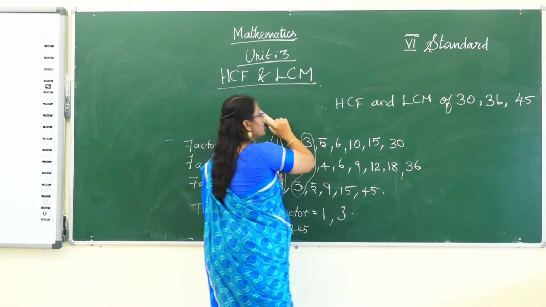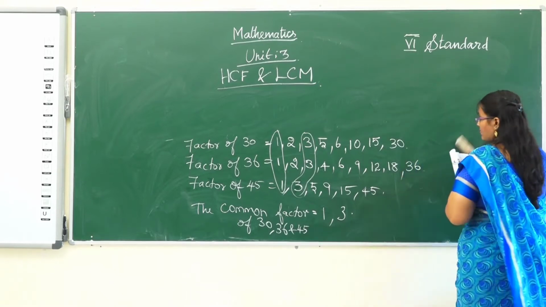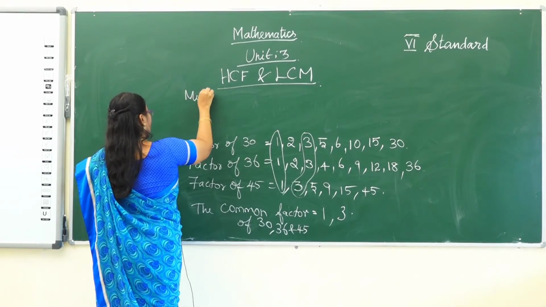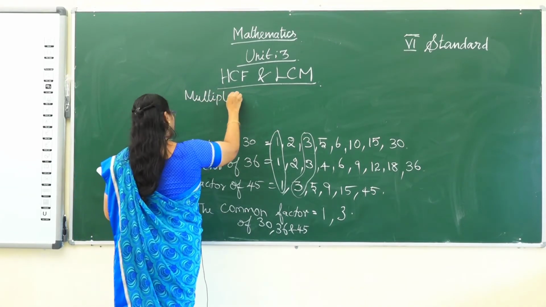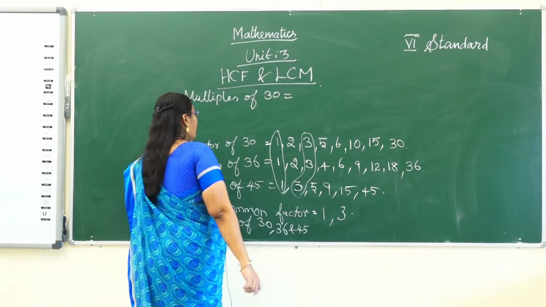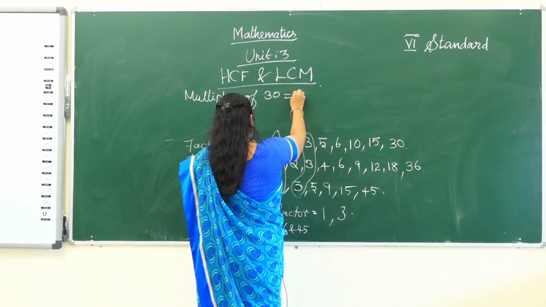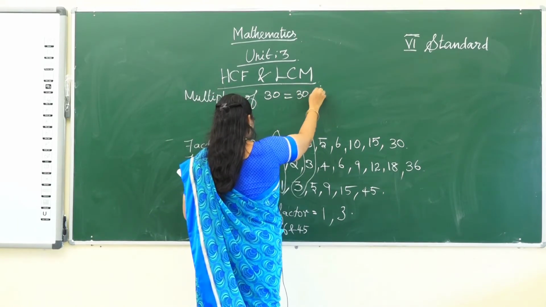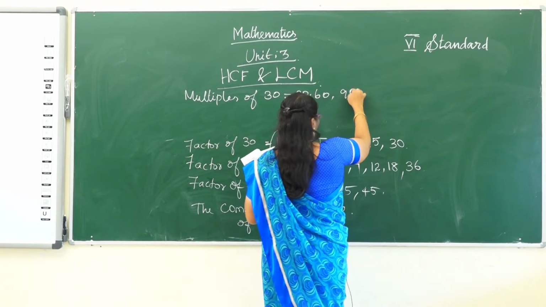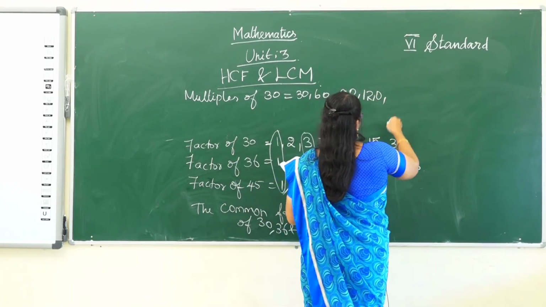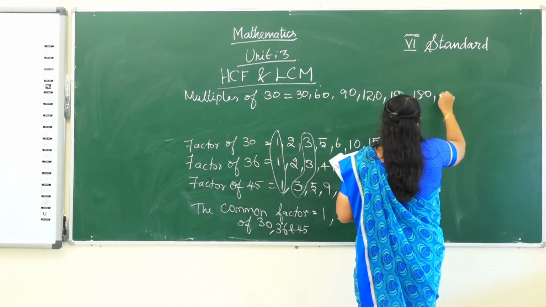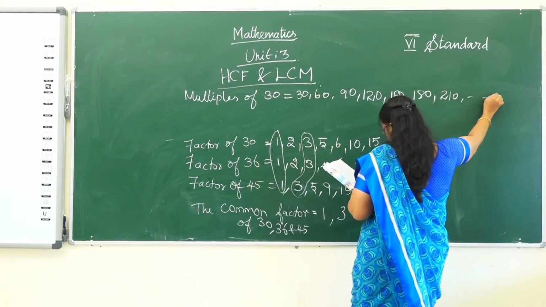Next find the common multiples. Multiples of 30. So what are the values? 30 first, next 60, 30 added again, and then 90, 120, 150, 180 and so on. So it goes on endlessly.